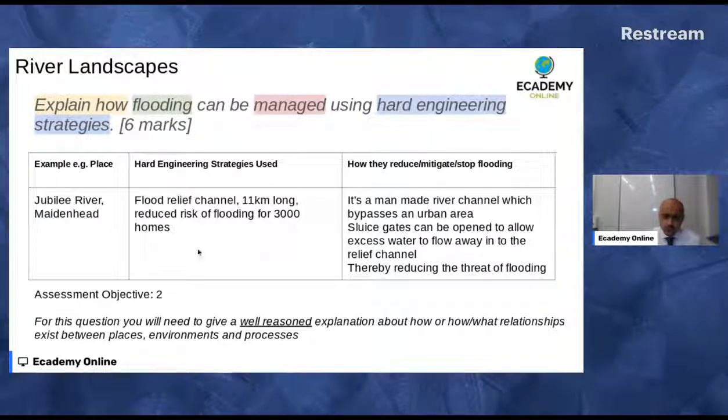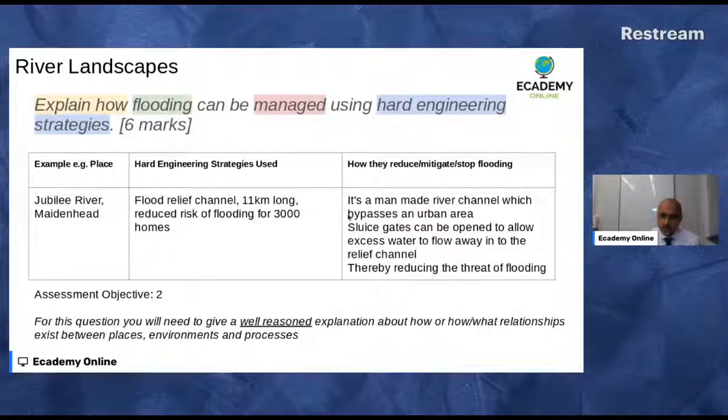It's 11 kilometers long, and it reduced the risk of flooding for 3,000 homes. So I've got some facts down in there. The 11 kilometers long part isn't really that important, but could be helpful in description. And then I've written down, I think that the strategies used help to reduce it.